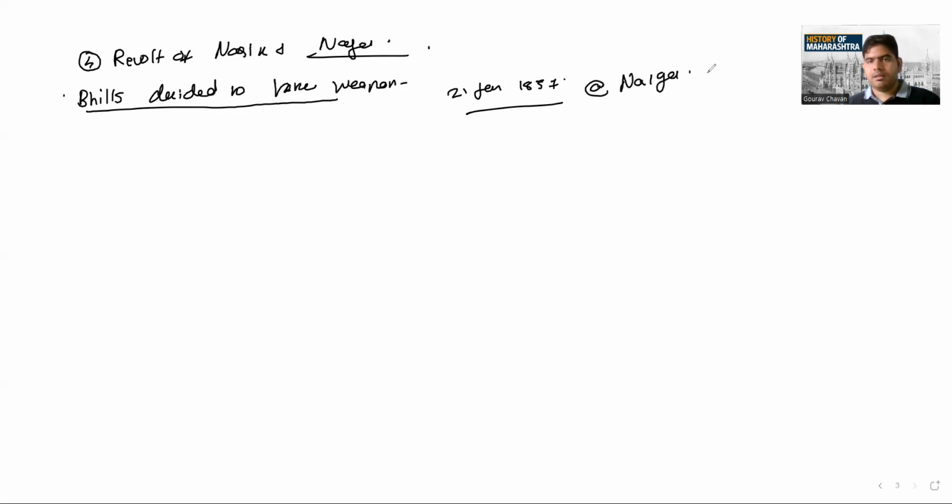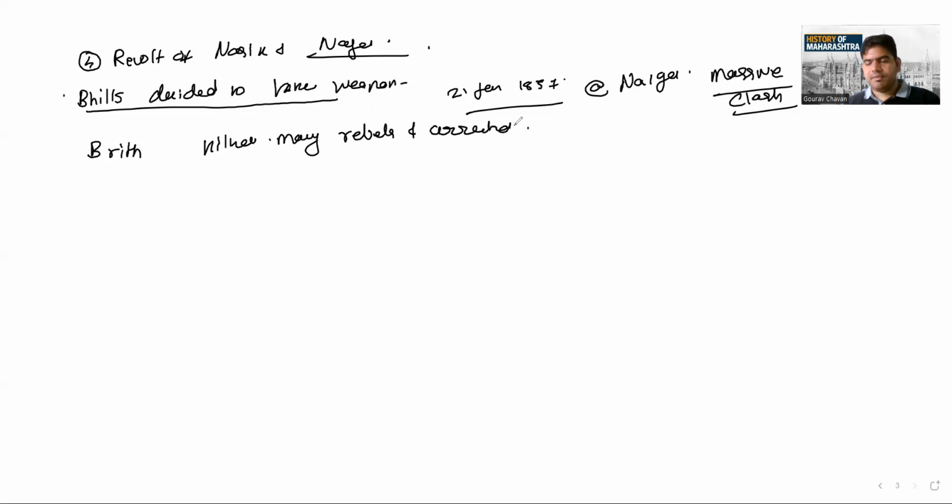So what happened? A direct conflict, a massive clash took place over here. See, the Britishers had too many modern weapons, so they had dominance, a bit of leverage over here. What the Britishers did, they killed many rebels, and others were arrested or imprisoned. Some were given life imprisonment. And with this, the revolt in Nasik and Nagar was curbed.